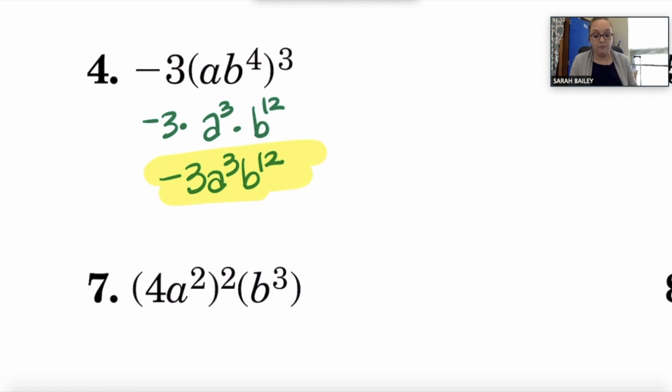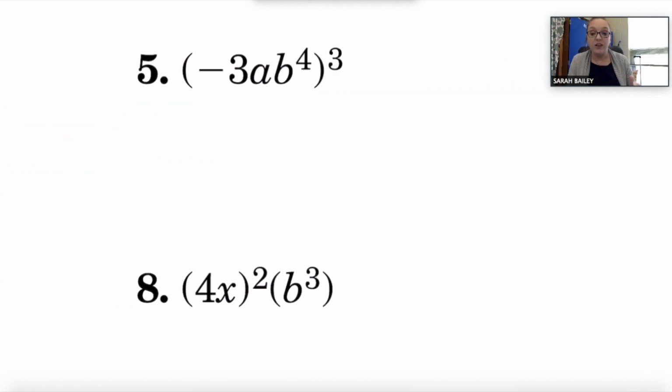Let's do another one. Now this time, notice the -3 is inside of the parentheses. So each one of these pieces, the -3, the A, and the B to the 4th, would be taken to the 3rd power. So I'm going to take the -3 to the 3rd power times A to the 3rd times B to the 4th to the 3rd, which means that's going to be B to the 12th.